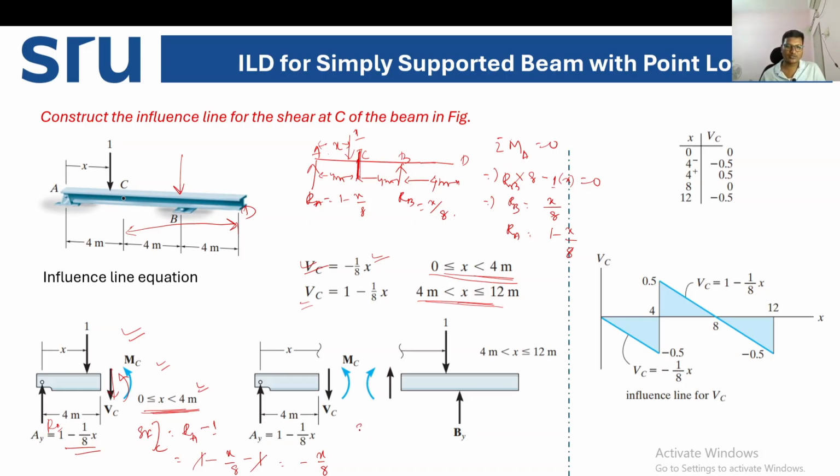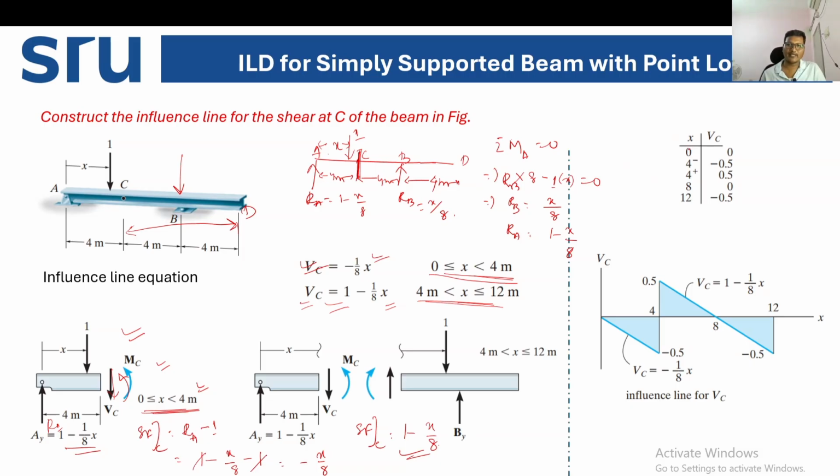Shear force at C will be how many? Same way you calculate from the left hand side. So what is the force here? 1 minus x by 8, right? That is the shear force. So here shear force is 1 minus 1 by 8x. Okay, now we have got two equations.